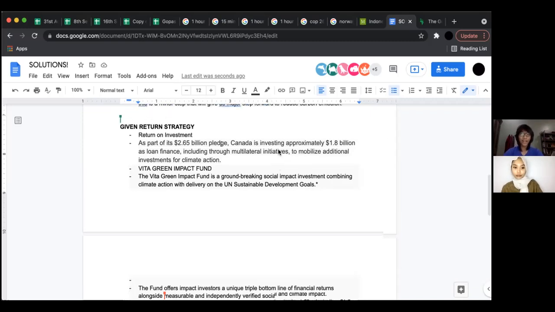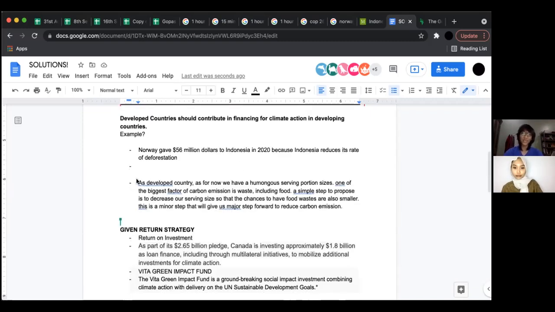So yeah, and another solution, I think this is very creative from one of our members, is that developed countries also could reduce, for example, their food consumption because it's one of the biggest factors of carbon emission as well. It could reduce their serving size. And while it is a minor step, it can give a major step forward to reduce carbon emission. And that's it from us.